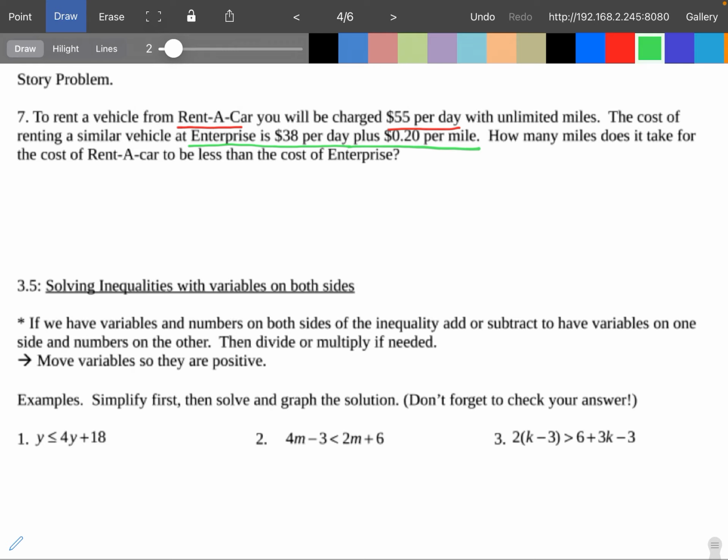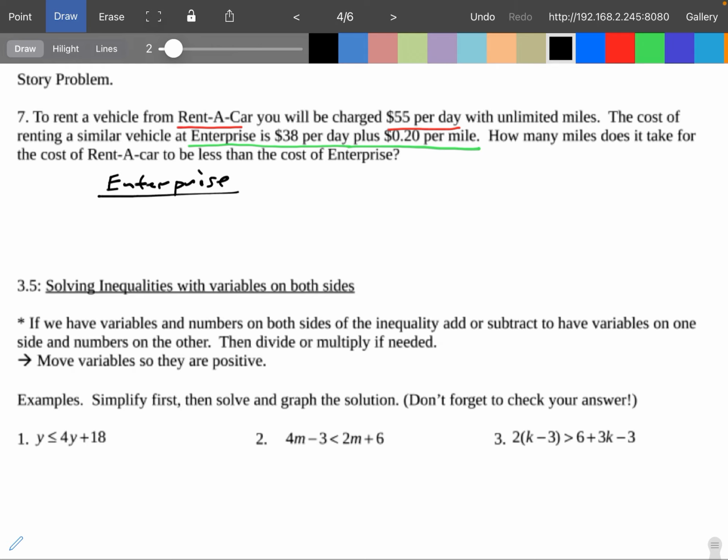So what do you do when you see that word per? Does that mean add, subtract, multiply, or divide? Yeah, it's multiply. If it's 20 cents per mile, that's 20 cents for each mile or 20 cents for every mile. So we're going to call the number of miles M.